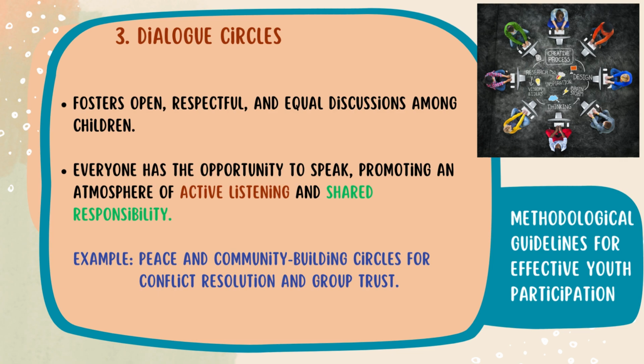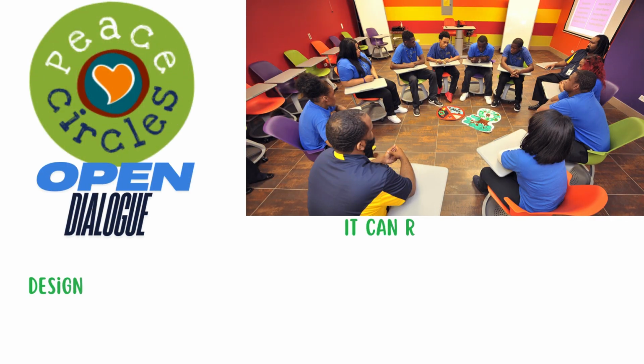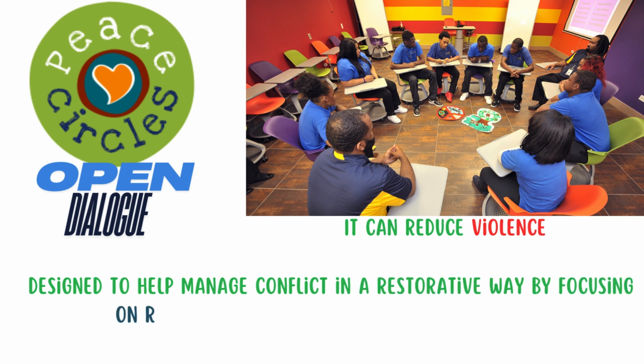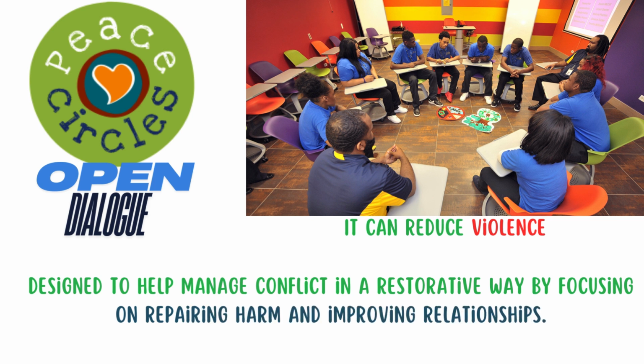An example that I could provide for this method would be the different types of dialogue circles. We have 2 examples: peace circles and community-based circles. Peace circles are designed to help manage conflict in a restorative way by focusing on repairing harm and improving relationships. They encourage open dialogue, allowing the offender to understand the harm caused while reintegrating both the victim and the offender into the community to prevent future conflicts.